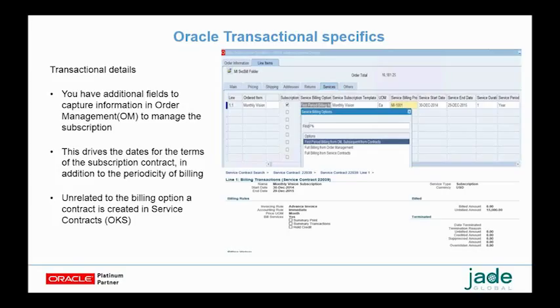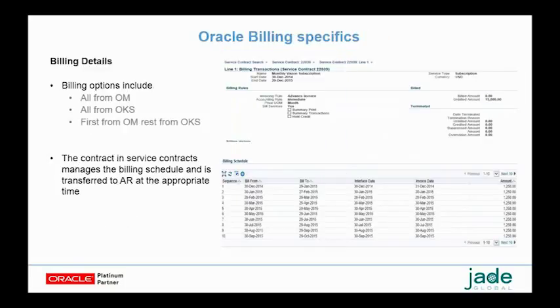And unrelated to the billing option, a service contract is created which manages the billing schedules. These are the billing details, which are Oracle billing specifics. Like I said, the billing options include everything from OM, all of them from service contracts, or just the first bill from OM and the rest of them from service contracts. If you go to the service contracts module, if any of you are currently using Oracle, you will see a billing schedule which is created, which looks like the pictorial on the left-hand portion of the screen.